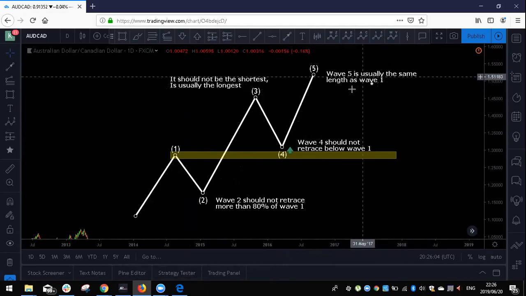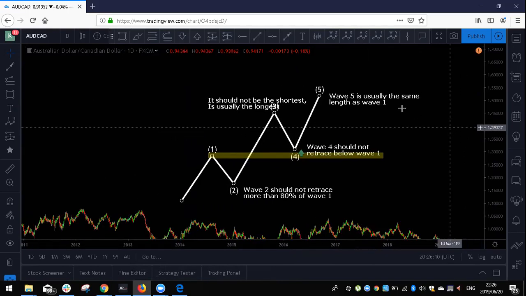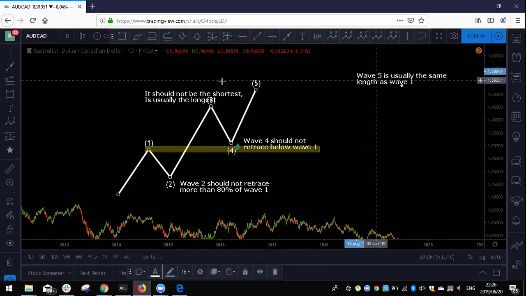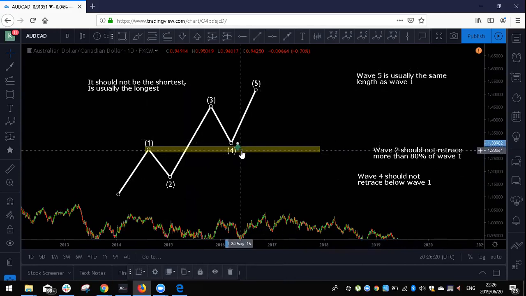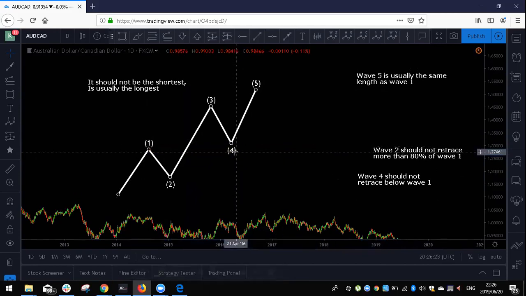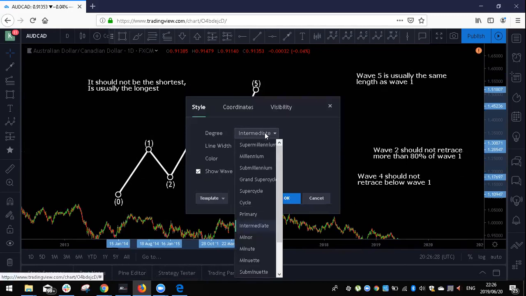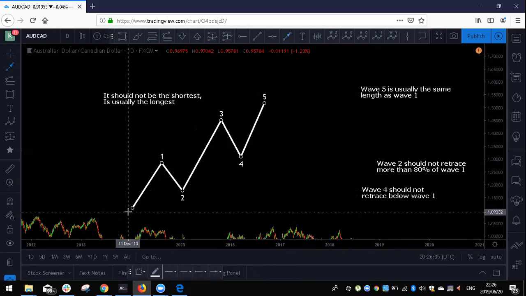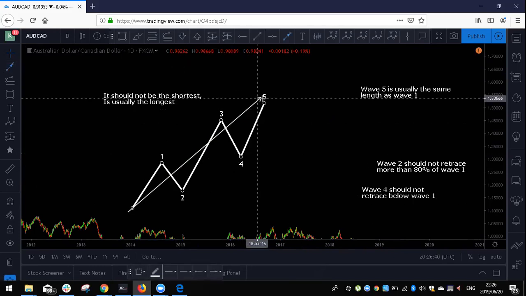So yeah, that's basically what you have. Okay, I see. This is for the motive wave. But as you zoom in the degrees, let me just move these. Let me say this is a minor wave. It means when I go to a higher time frame, I can just strike through like that.